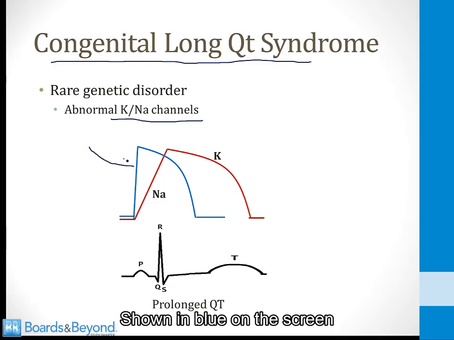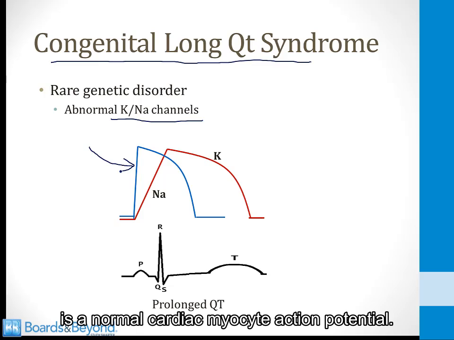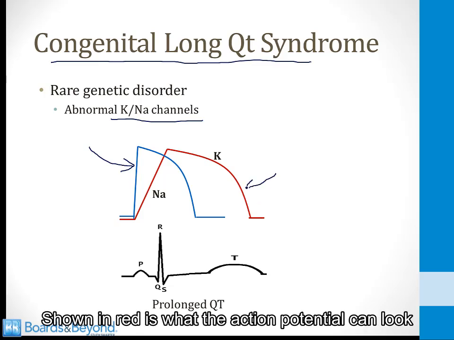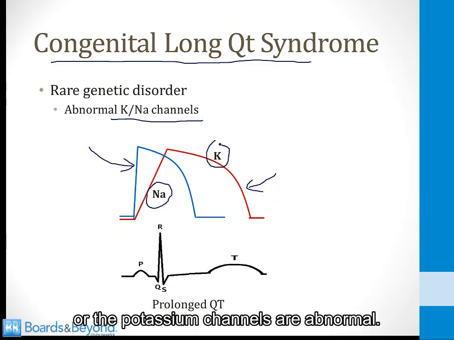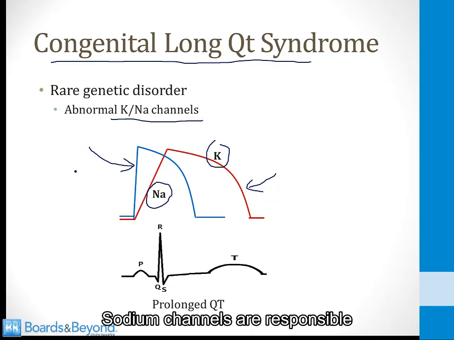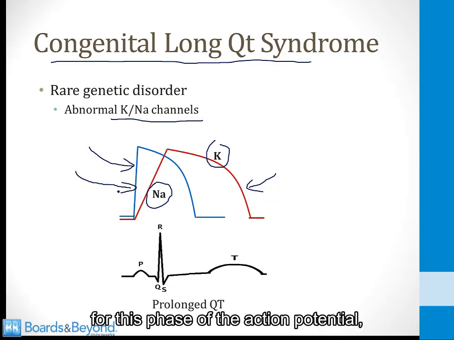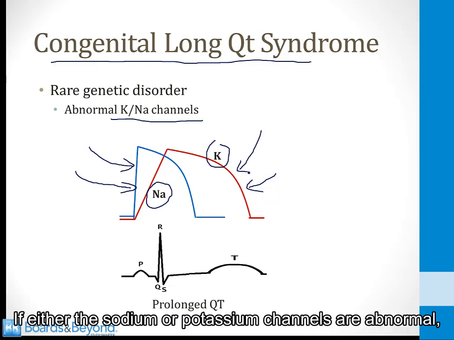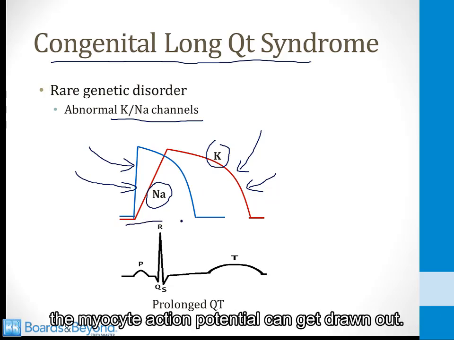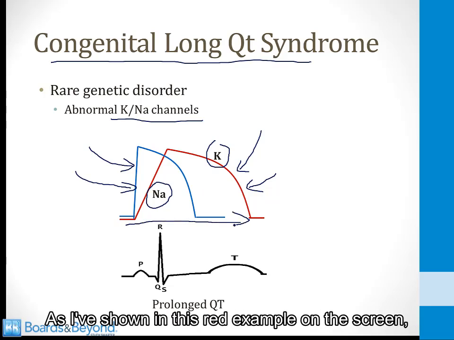Shown in blue on the screen here is a normal cardiac myocyte action potential. Shown in red is what the action potential can look like when either the sodium channels or the potassium channels are abnormal. Sodium channels are responsible for this phase of the action potential. Potassium channels are responsible for this phase. If either the sodium or potassium channels are abnormal, the myocyte action potential can get drawn out, as I've shown in this red example on the screen.